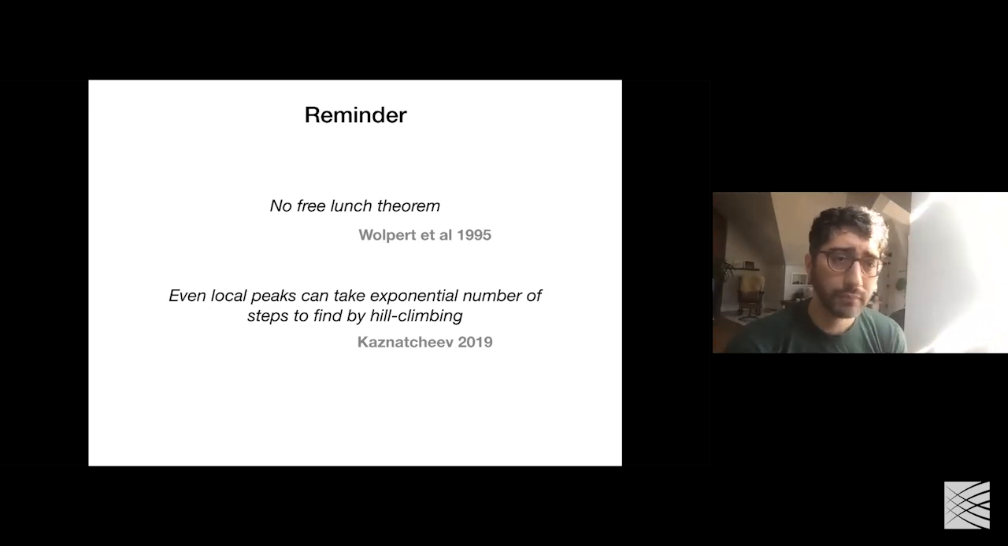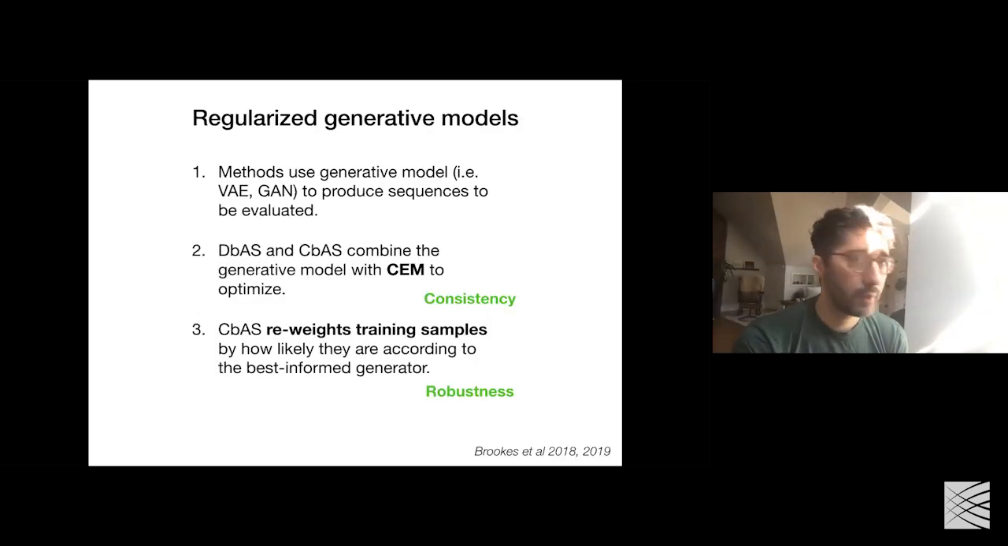Another negative result, by Kaznatcheev, is that even when you do hill climbing, or say strong selection, weak mutation dynamics, even finding local peaks can take an exponential number of steps. So that's another result that I think is interesting. All I'm trying to say here is that algorithmic guarantees are hard to offer here, and we are looking mostly for empirical performance. So with that, I will go on to explaining some of these models or explorers.